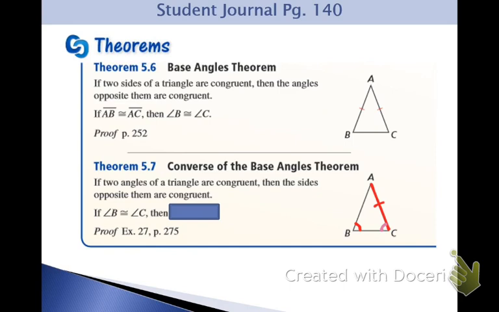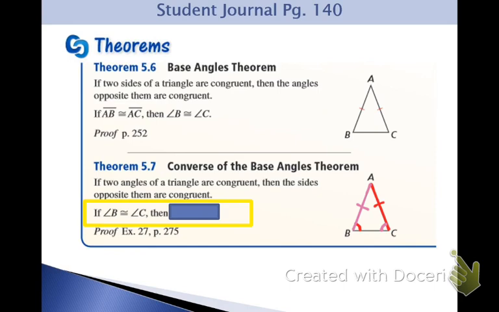Angle C is marked congruent. So what side is across from angle C? AB. So then you fill in the blank.